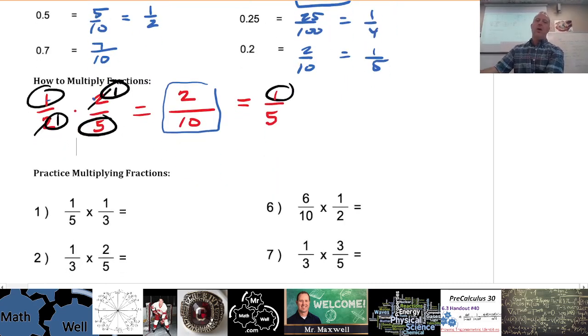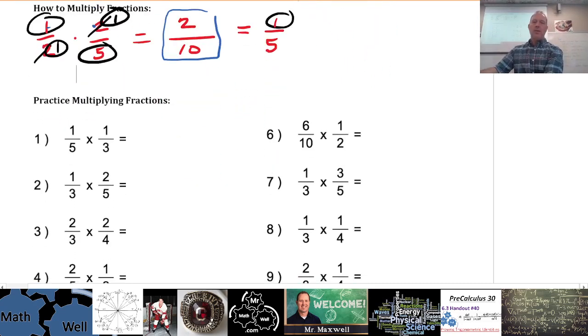That would be awesome if you can do it. So let me show you what I mean. This one, 1/5 times 1/3, you can't simplify top and bottom with any of these numbers, so we'll just go ahead and multiply. 1 times 1 is 1, and 5 times 3 is 15.